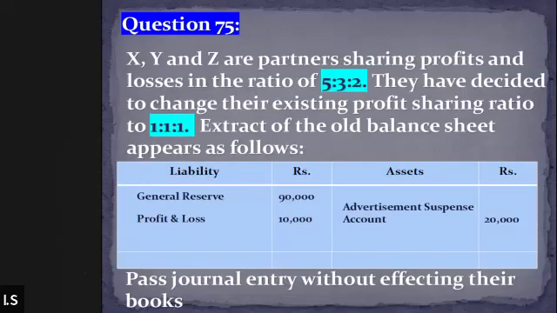Question 75 is saying that there are three partners, X, Y, mute yourself. I think someone's mic is on. I'm getting a lot of noise from your side.